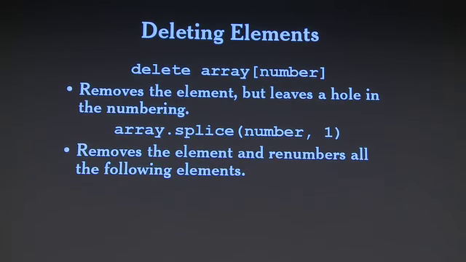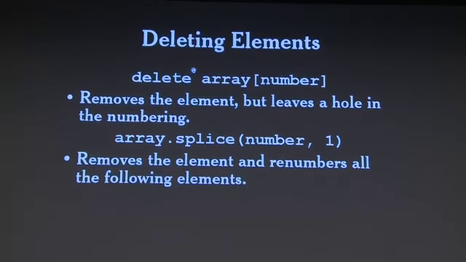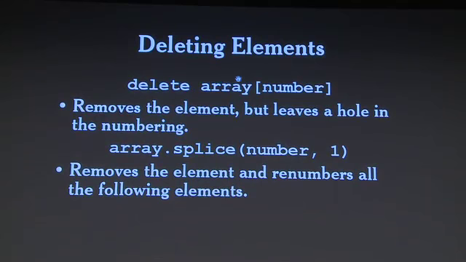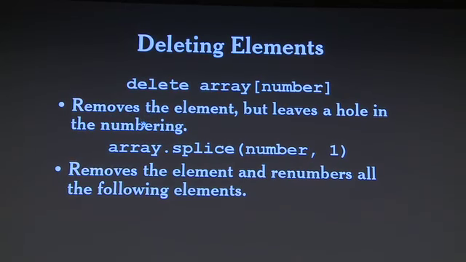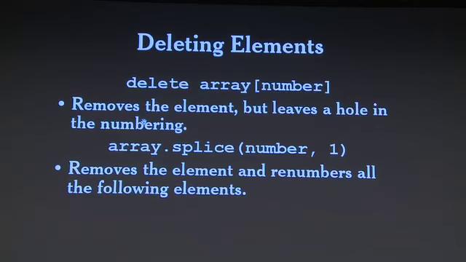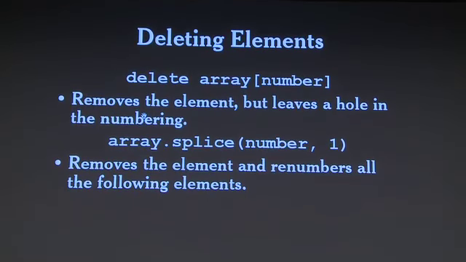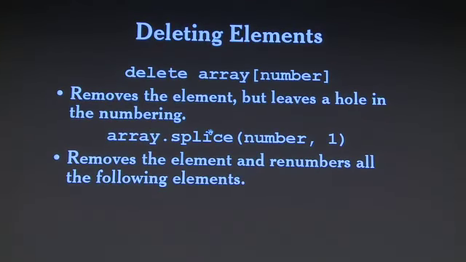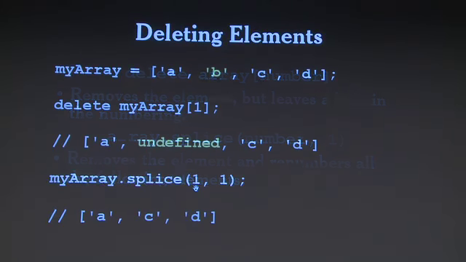Here, if you do delete, delete is a keyword, and if you say delete array and then 3 in an array that's 5 indices long, then now you have a hole in the numbering. And if you try to loop through it, you'll actually encounter an error at that point. But array.splice will remove the element and renumber all the following elements, which is pretty inefficient.